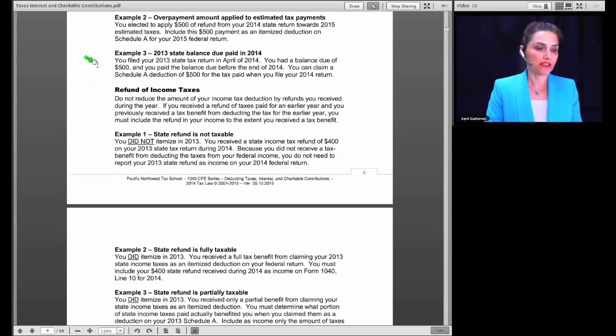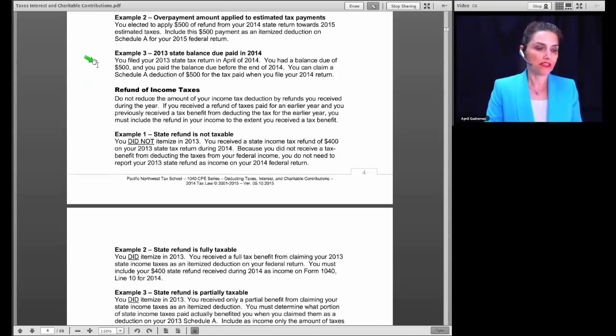You can claim a Schedule A deduction for that $500 of tax that you paid when you file that 2014 return. There's some notes here on refunds of income taxes. You should not reduce the amount of your income tax deduction by refunds that you received during the year. If you received a refund of taxes paid for an earlier year and you previously received a tax benefit from deducting that tax for that earlier year, you must include the refund in your income to the extent that you had a tax benefit for that earlier year. And here are some examples of what I mean by that.